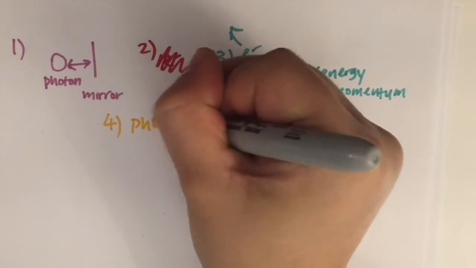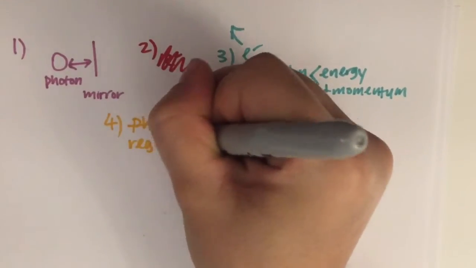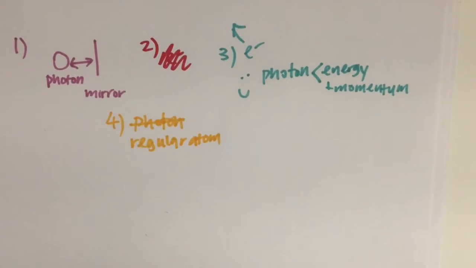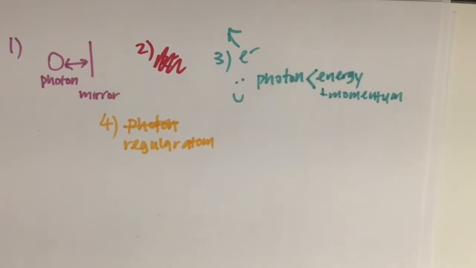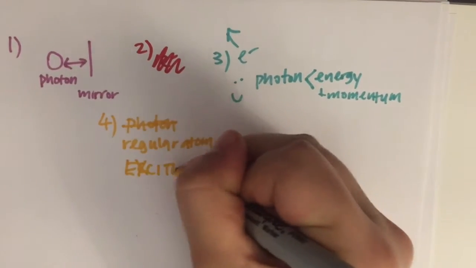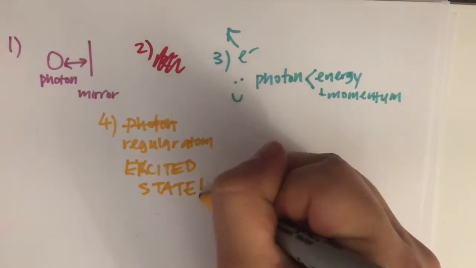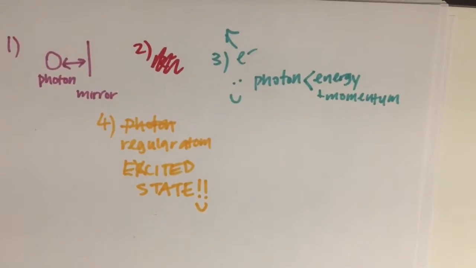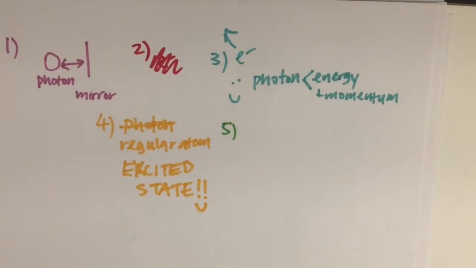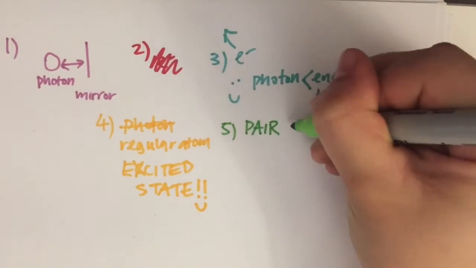Number 4. A photon may be absorbed by an individual atom and elevate an electron to a higher energy level within an atom. The electron remains within the atom, but it is in what is called an excited state. Lastly, a photon can undergo pair creation, where it becomes converted into 2 particles with mass.